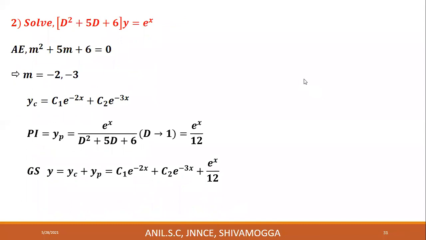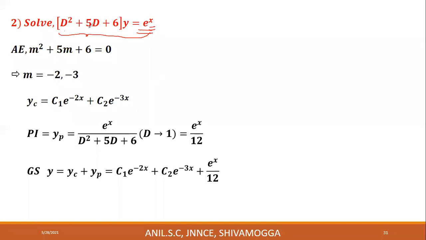Second problem. Solve d square plus 5d plus 6 into y is equal to e power x. Is this a non-homogeneous equation? Obviously, yes, because phi of x is not equal to 0. Therefore, this is a non-homogeneous differential equation. Is this a type 1 problem? Yes, because phi of x is exponential. Yes, this is a type 1 problem.